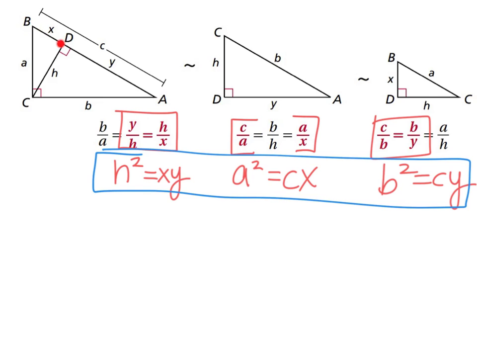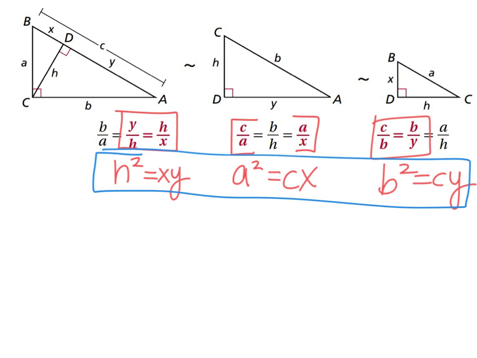So X is this part right here that is adjacent to the A. So A squared equals X times the hypotenuse for the whole thing. A squared equals X times C.